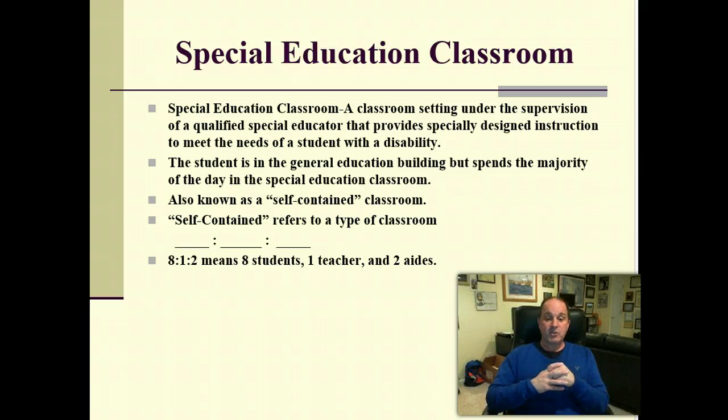So if you saw a 6:1:3 special education classroom, you would know the 6 represents the maximum number of students in the class, the 1 being the number of teachers in the class, and the 3 being the 3 aides within the classroom.